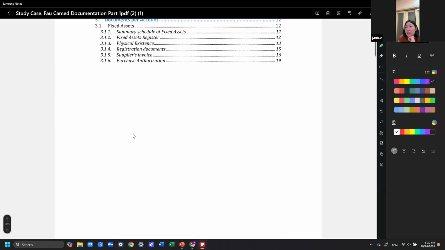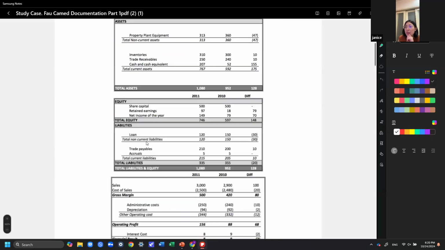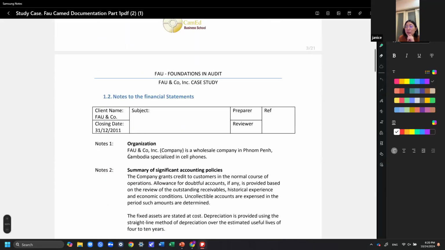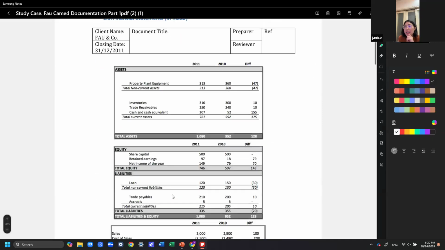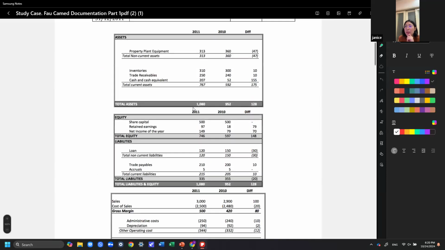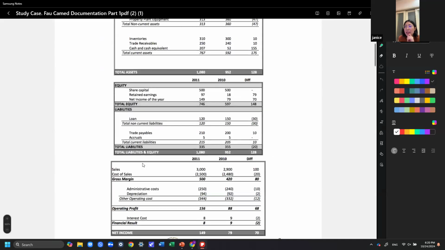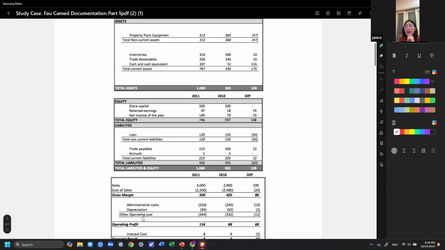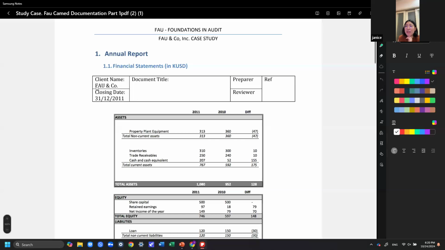All right. So let's have a look. Here, I'm going to immediately go to the notes first so that you know what we're doing. What we have here is actually a financial statement. We have the assets, equity, liability, the P&L, the sales, the cost, and the net income. So we have a very simplified financial statement here. And the client name is FAU and Co. Okay, so the client is FAU.